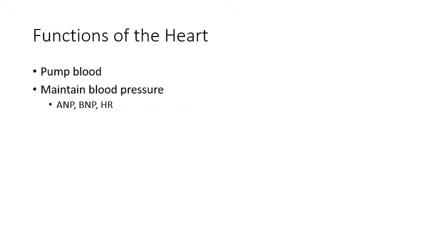It regulates the blood pressure by releasing hormones, ANP and BNP, which you might remember from A&P 1. And it also controls the blood pressure by regulating the heart rate. So if heart rate goes up, blood pressure will go up. And if the heart releases these hormones, ANP and BNP, then blood pressure will go down because these hormones cause water secretion from the kidneys, among other things.